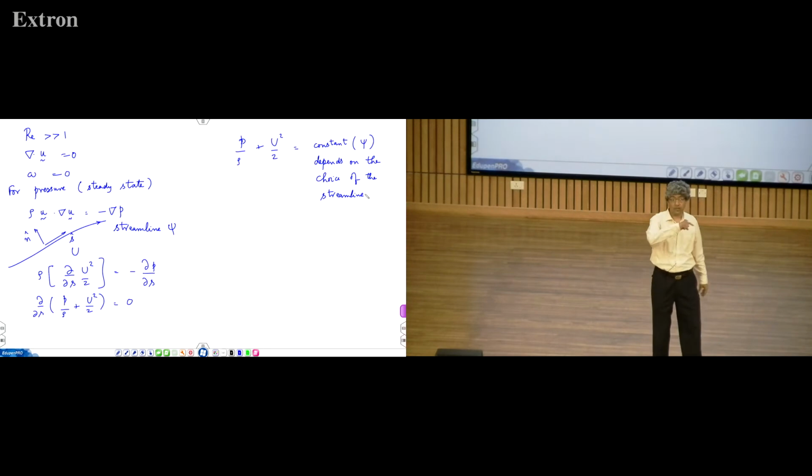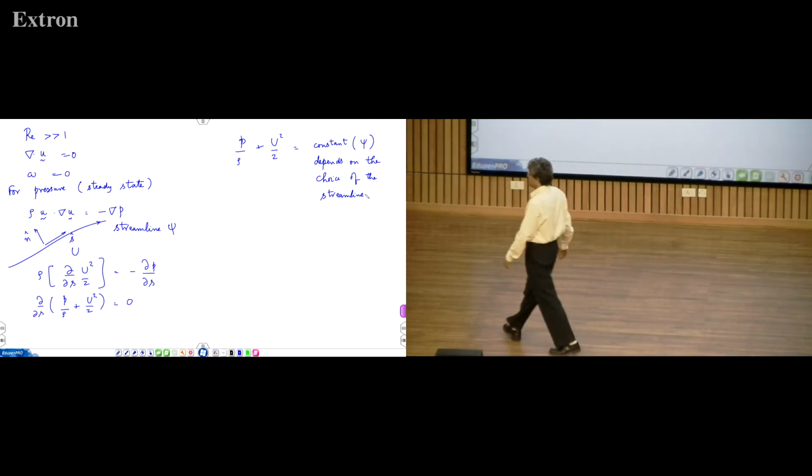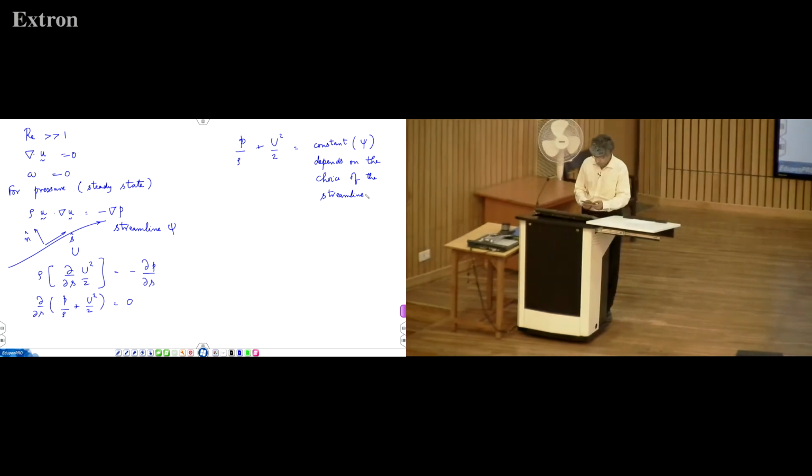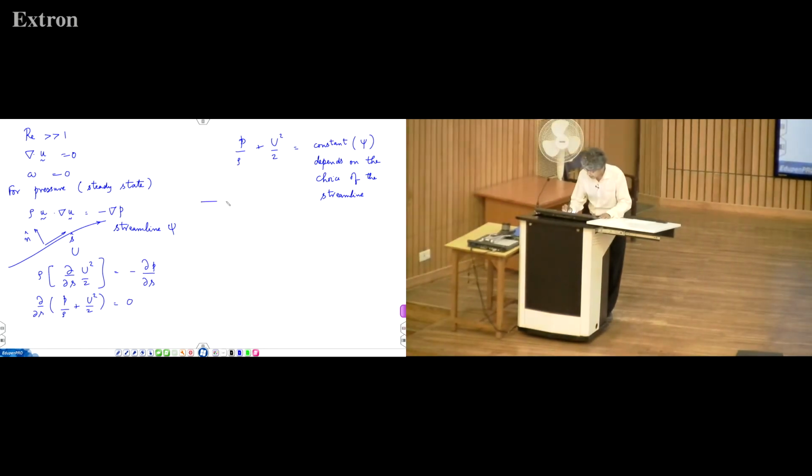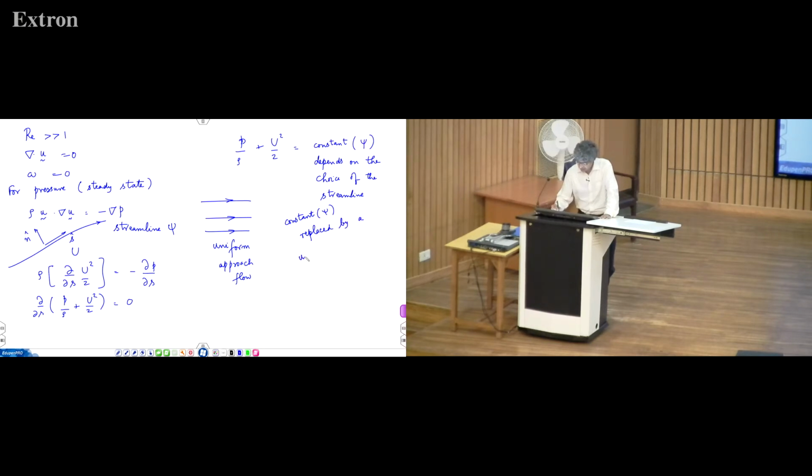But this is only along a streamline. If you have a uniform approach flow, so in a class of problems where you have uniform approach flow, then one streamline is indistinguishable from another. So, the constant is replaced by a universal constant.